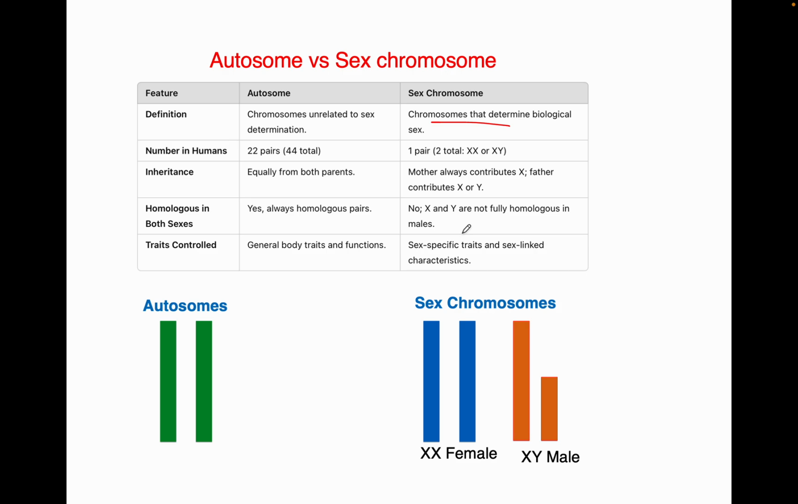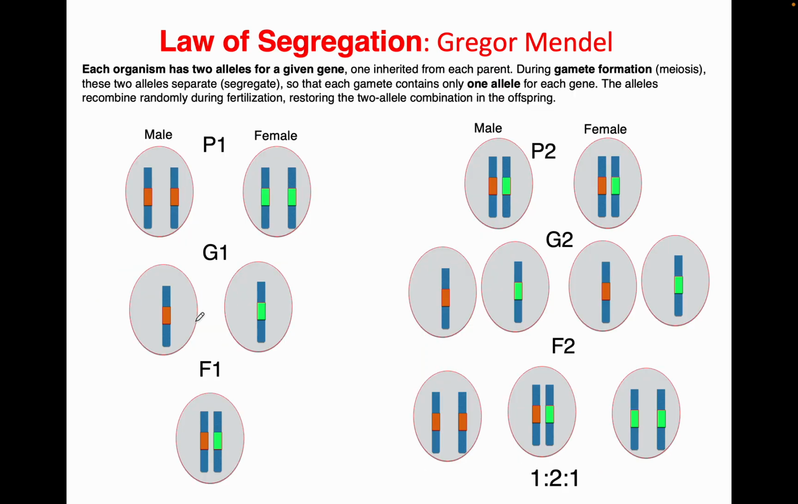X and Y are not fully homologous in males, while XX in females are homologous. Trait control: the autosomes control general body traits and functions, while the sex chromosomes control the sex-specific traits and sex-linked characters. Now these are, for example, autosomes and the sex chromosomes, XX female, XY male in the human population. These are sex chromosomes. So these are only one pair, either this pair is present or this pair is present, while the autosomes are 22 pairs in humans.